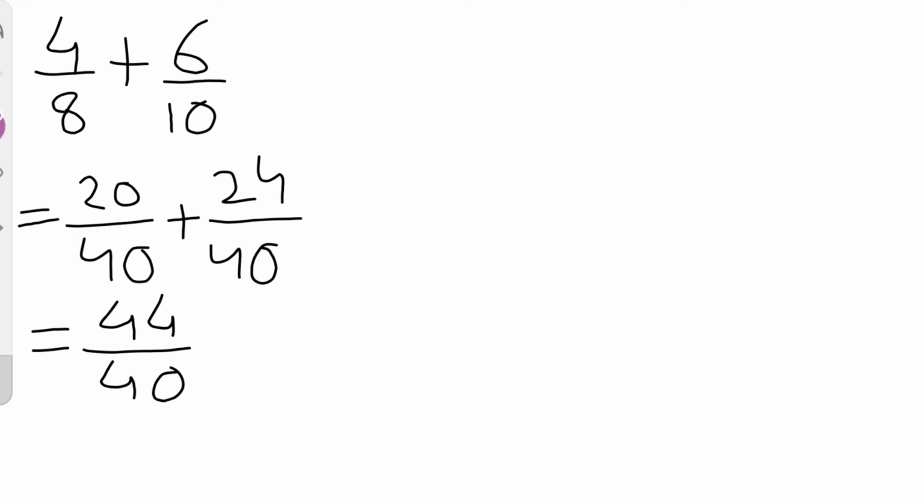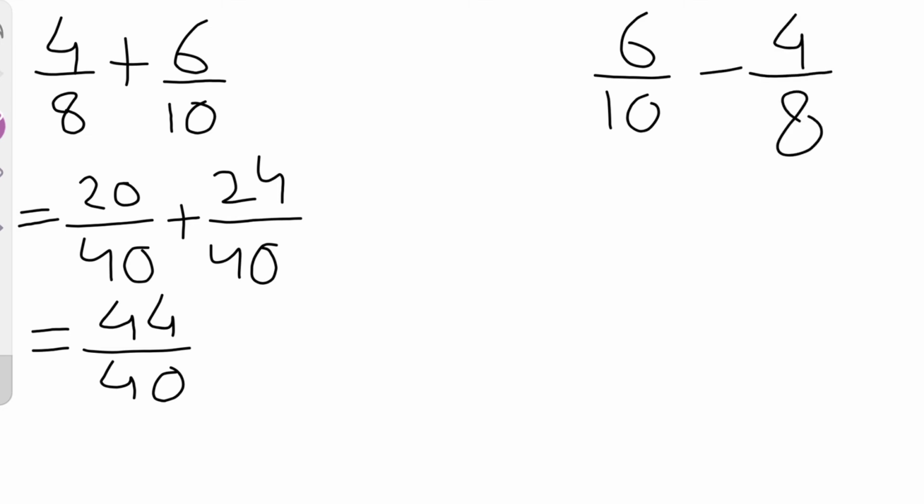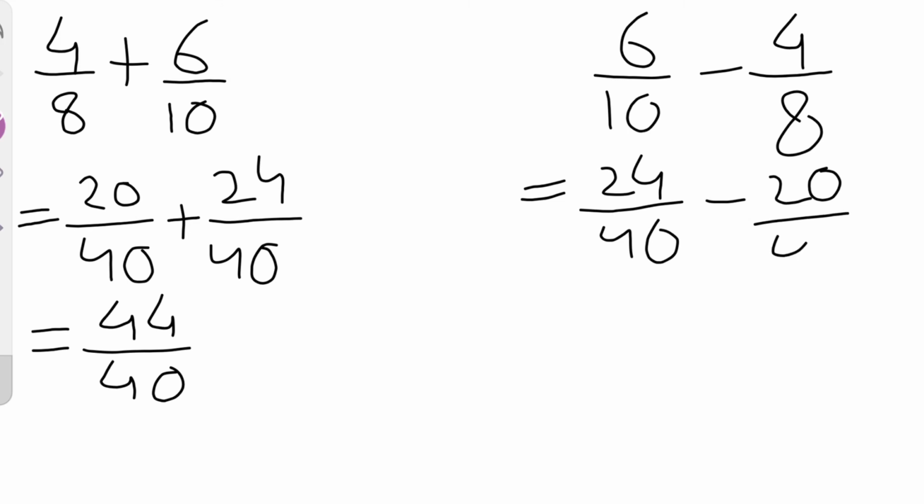Now suppose we have to do the subtraction between these two fractions only. For example, 6 by 10 minus 4 by 8. So 6 by 10 is equal to 24 upon 40 and 4 by 8 is equal to 20 upon 40. So we will do the operation between the numerators. 24 minus 20 is 4 and the denominator will remain the same, 40. So in this way we can perform addition and subtraction between unlike fractions.